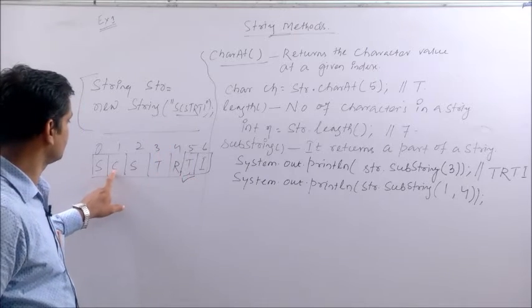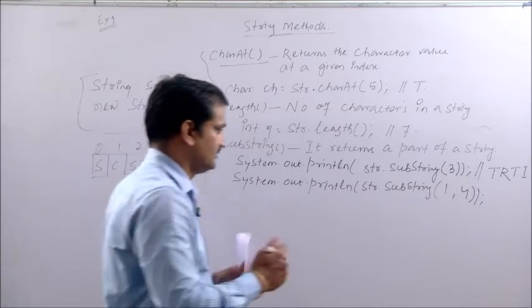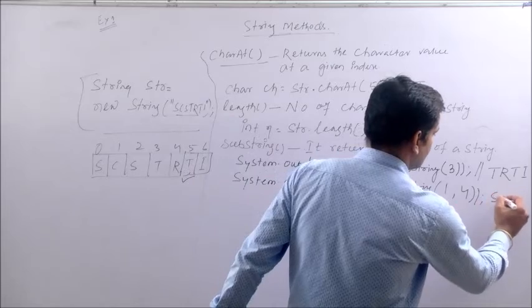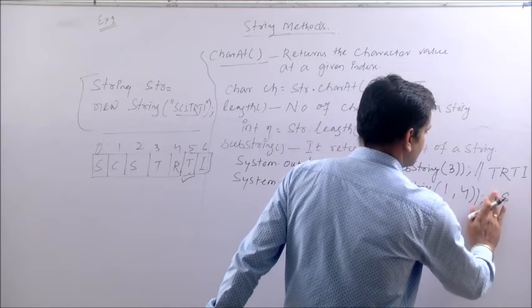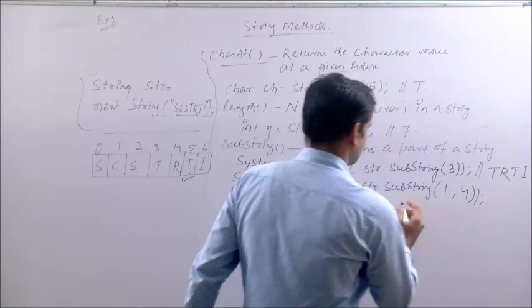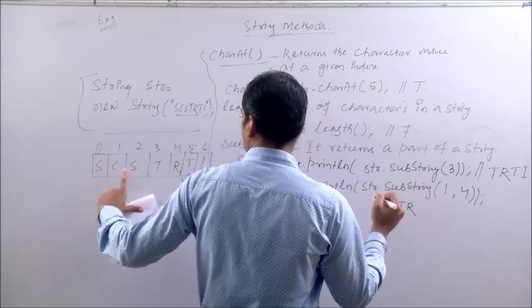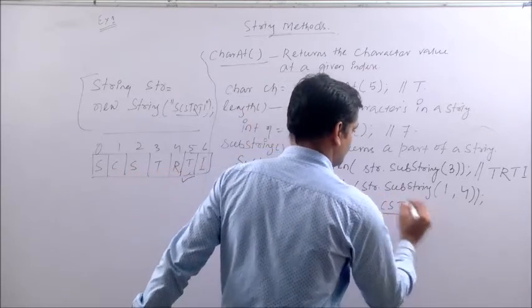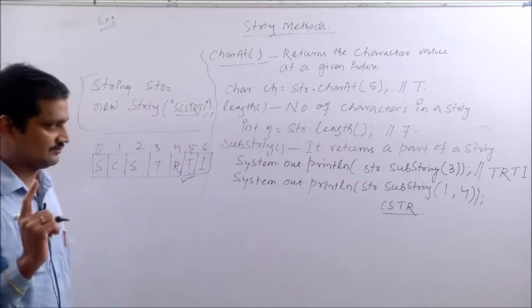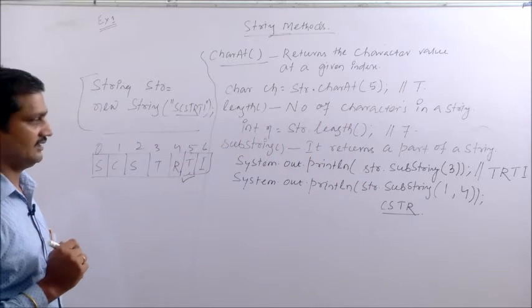So, it is going to return CSTR. This will be the output. Starting from index 1, it is going to return 4 characters. Okay.